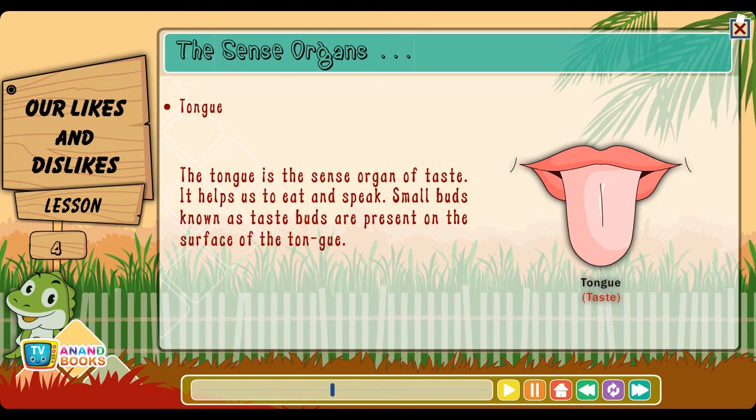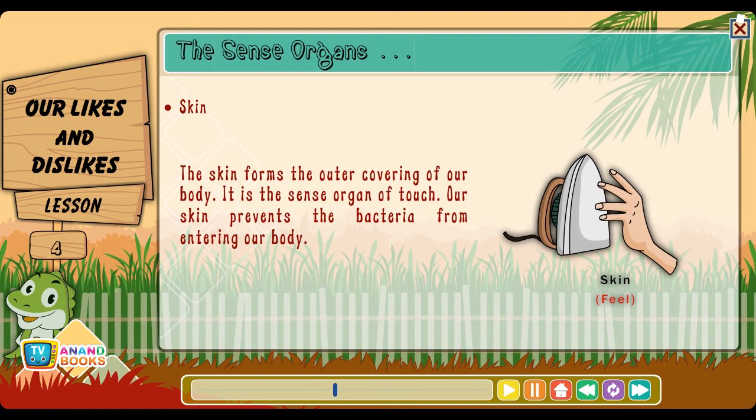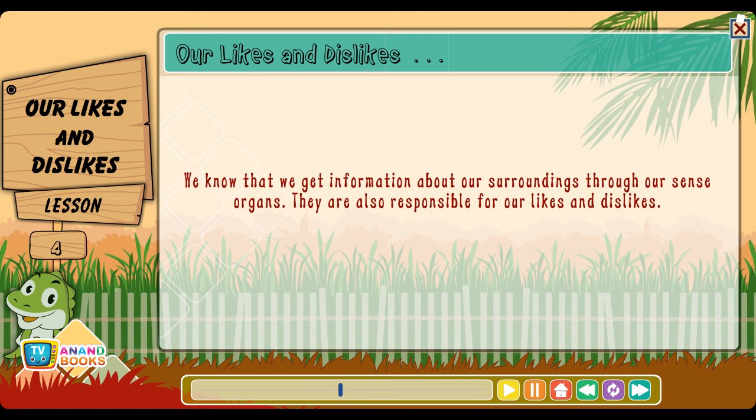Skin. The skin forms the outer covering of our body. It is the sense organ of touch. Our skin prevents the bacteria from entering our body. Our likes and dislikes. We know that we get information about our surroundings through our sense organs. They are also responsible for our likes and dislikes.